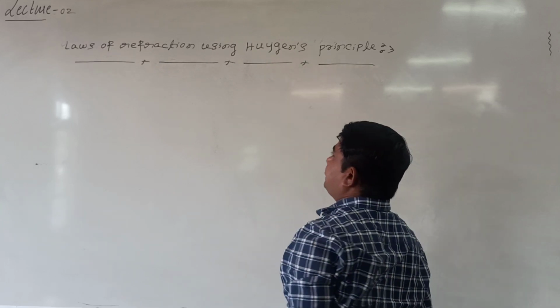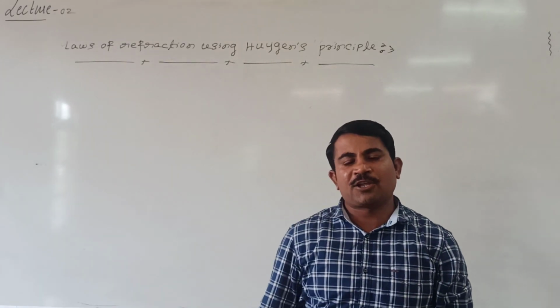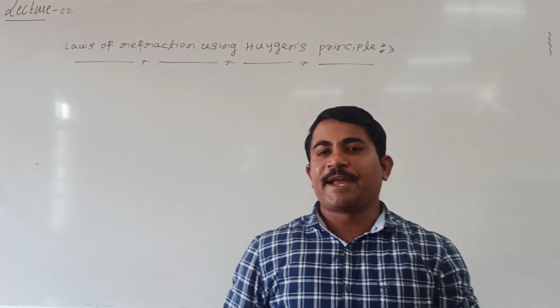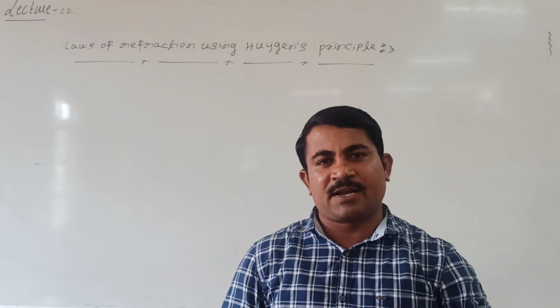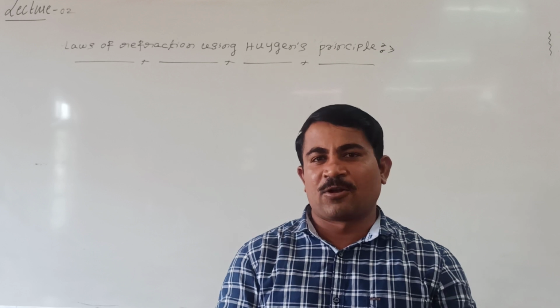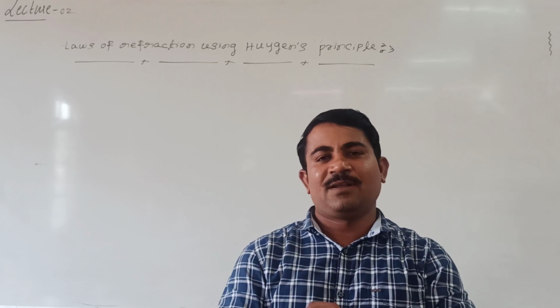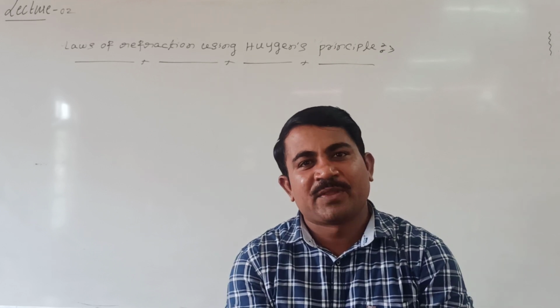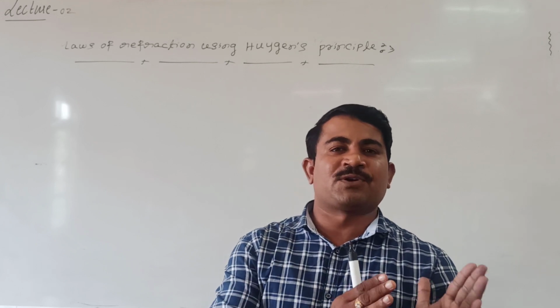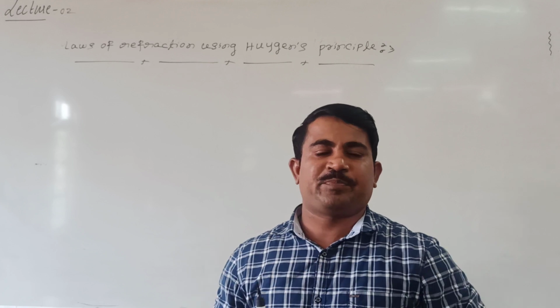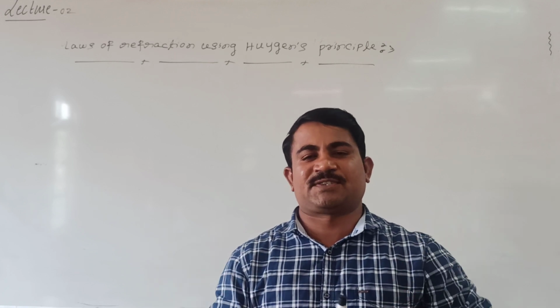Look at me. We know the laws of refraction. Angle of incidence, angle of refraction, incident ray, refracted ray, and normal drawn at the point of incidence are all lying in the same plane. That is the first law of refraction. The second law of refraction says that the ratio of sine of angle of incidence to sine of angle of refraction is constant for a given pair of media. That constant we call refractive index.